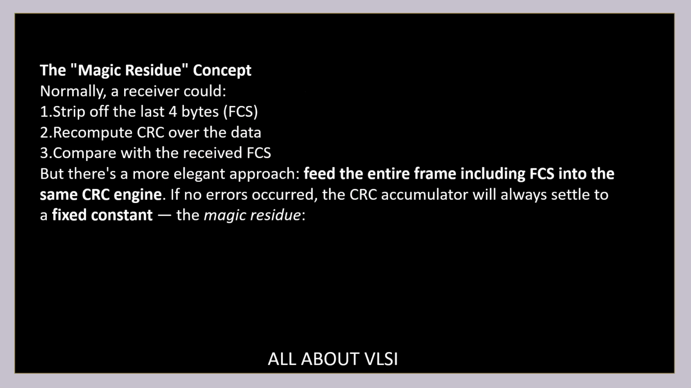Now, there is the magic residue concept. Normally, a receiver could strip off the last 4 bytes, recompute the CRC over the data, and compare it with the received FCS. But there is a more elegant approach: we feed the entire frame, including the FCS, into the same CRC engine. If no errors occur, the CRC accumulator will always settle to a fixed constant, which is nothing but our magic residue. So this is the concept we are going to see. What is this magic residue? I will show you when we develop the code.